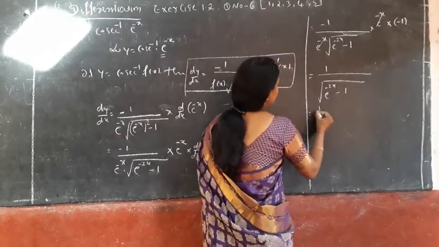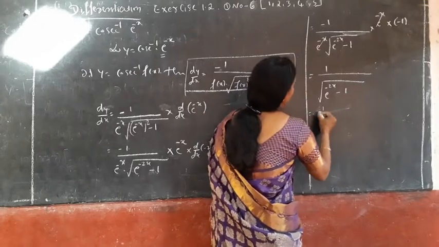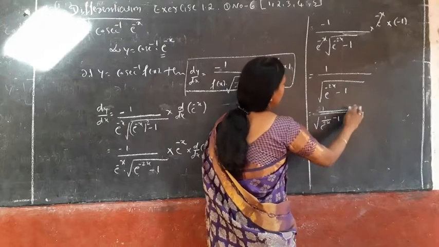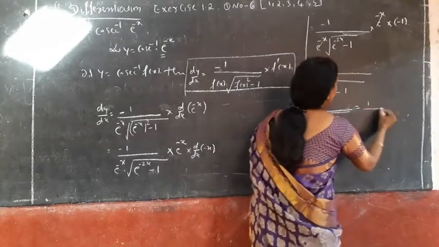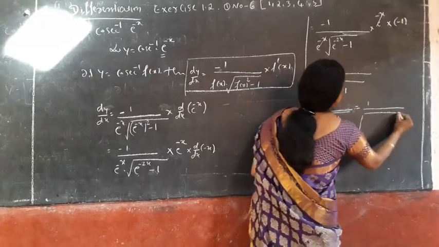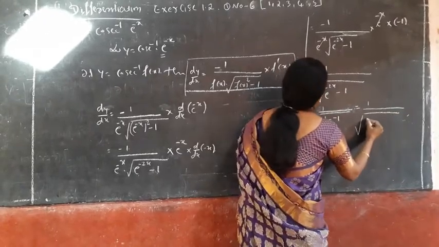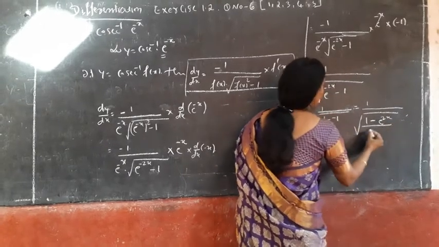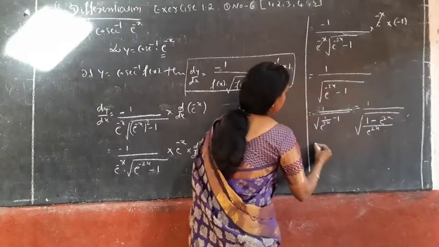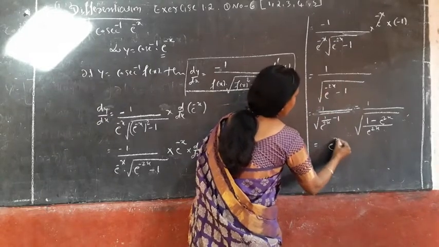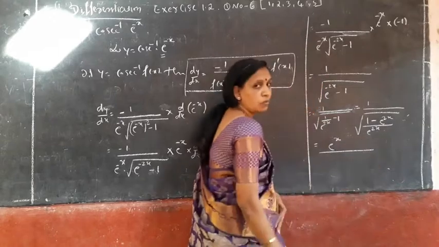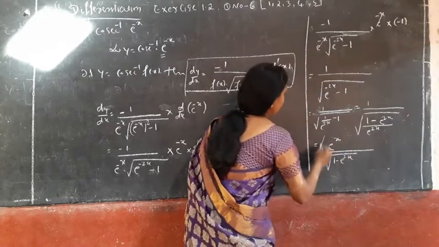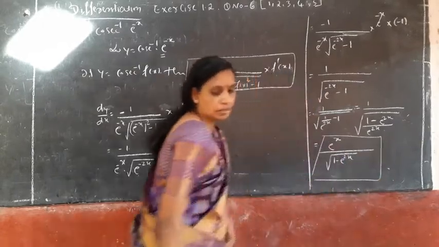After simplification, we can write this as 1 divided by square root of 1 upon e raised to 2x minus 1. This is equal to 1 divided by square root of 1 minus e raised to 2x divided by e raised to 2x. Therefore, answer is e raised to x, means taking outside the root sign, we get e raised to x divided by square root of 1 minus e raised to 2x. This is the answer for second example.